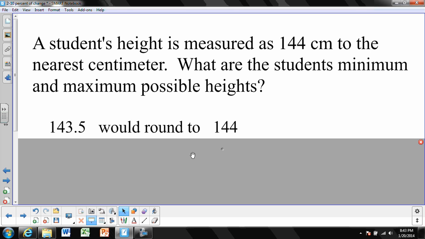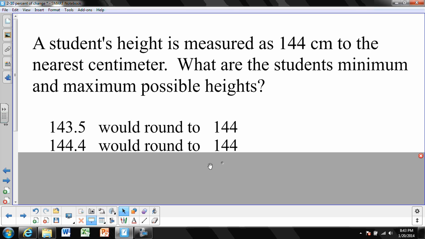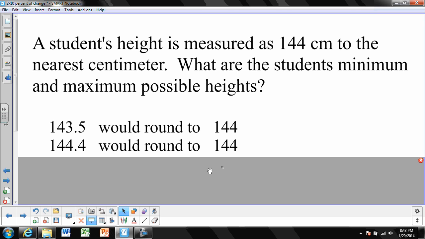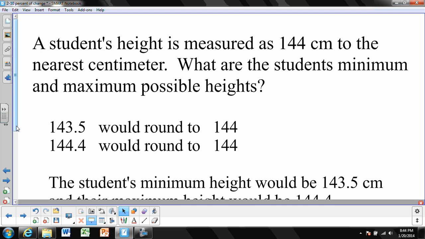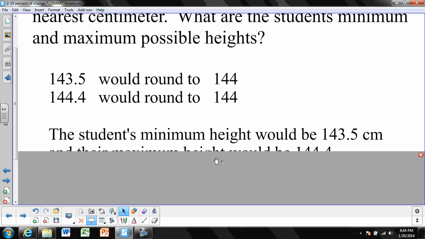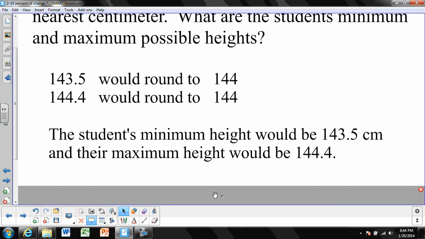To look for your maximum, you're going to think about what would round down to 144 centimeters. And the greatest possible height would be 144 4/10. So the student's minimum height would be 143 1/2 centimeters, and their maximum height would be 144 4/10 centimeters.